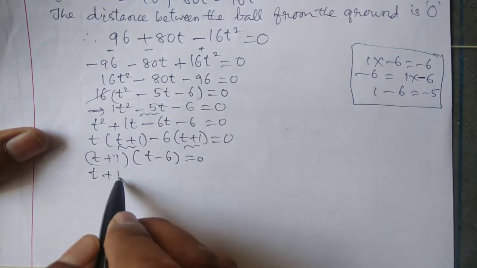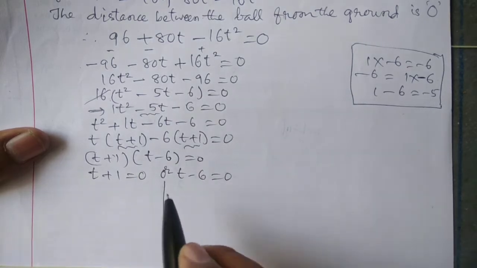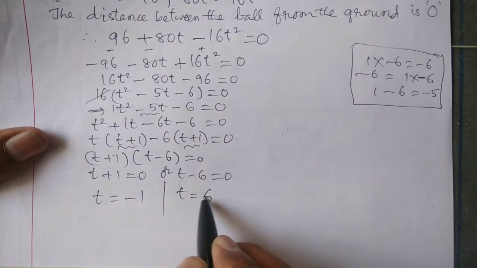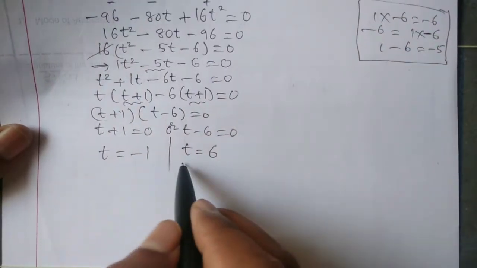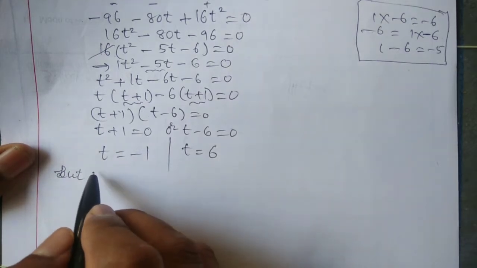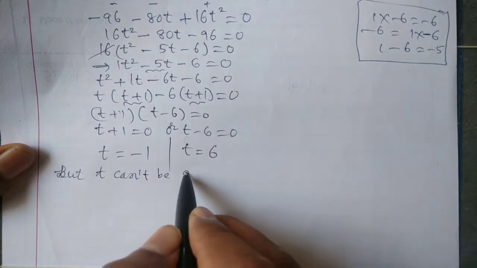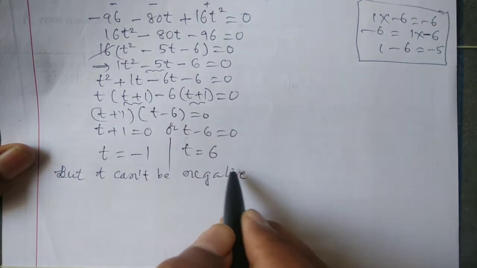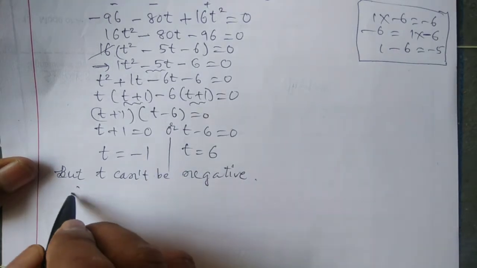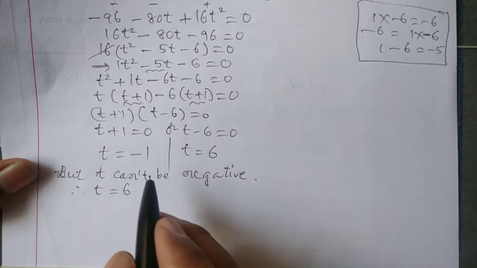t plus 1 is equal to 0 or t minus 6 is equal to 0. t is equal to minus 1, t is equal to 6, but t can't be negative because this is the time, that's why. Therefore t is equal to 6.